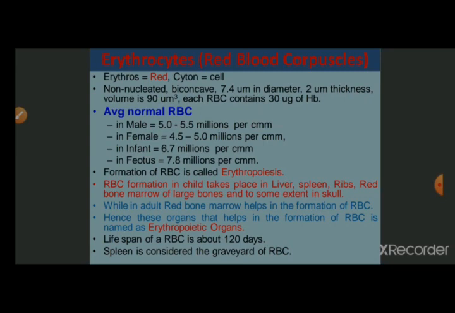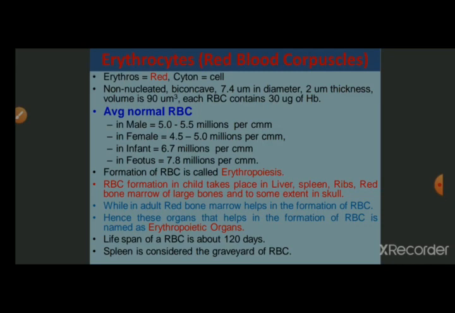In a child, erythropoiesis takes place in the liver, spleen, and long bones, that is red bone marrow, and to some extent the skull. While in an adult it is the long bones, that is red bone marrow. So these are the organs which help in the formation of RBC, or you can say help in erythropoiesis. That's why they are known as erythropoietic organs.